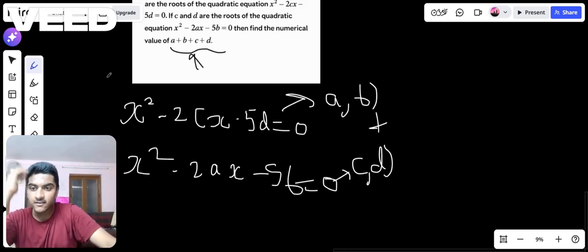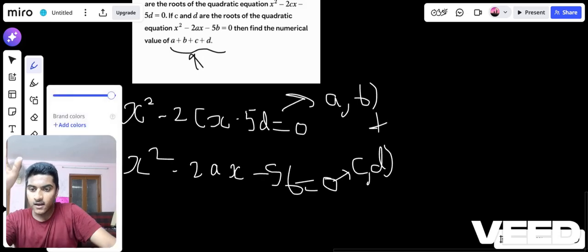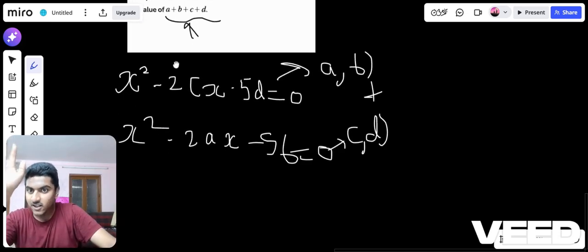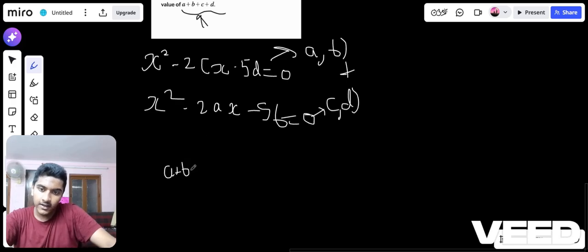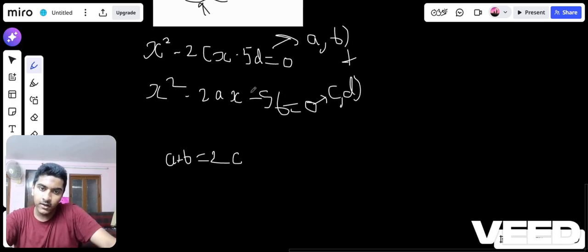So upon seeing a plus b and c plus d, the very obvious next thing, as I mentioned, if you're a human, is that you will just do this. You will calculate a plus b: from the first equation you will get a plus b equal to 2c, and from the second equation you will get c plus d equal to 2a, right?